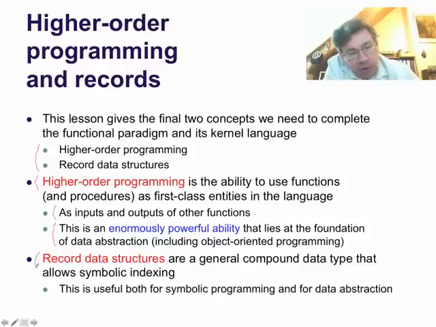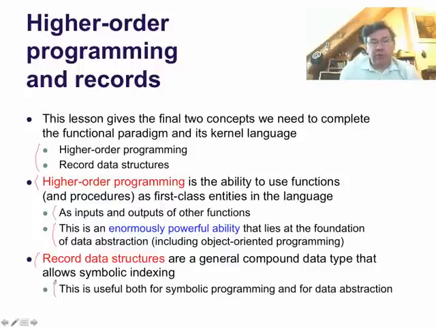And after higher order programming, we'll look at record data structures, which are a very useful assisting concept. So they're a general compound data type. They allow symbolic indexing, so using symbolic constants called atoms. So this is useful for symbolic programming and also for data abstraction. So it assists very much in making data abstraction readable.